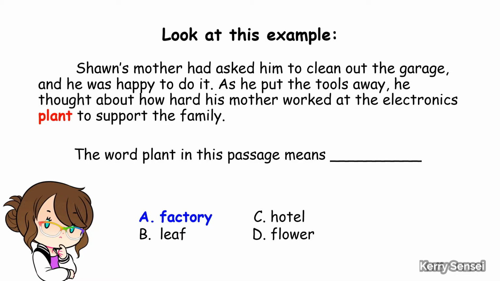A person would not work at B or D. An electronics hotel does not make sense. Thus, the answer has to be A. Factory.